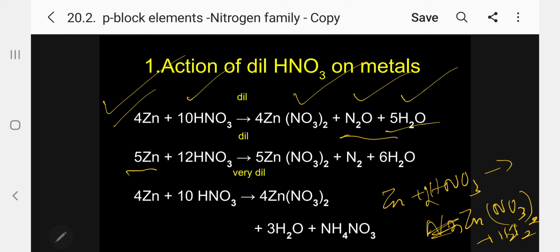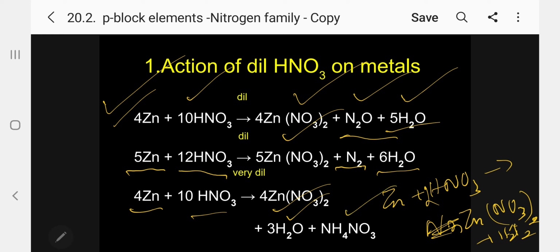Suppose I use 5 moles of zinc and 12 moles of nitric acid: the same zinc nitrate, 5 moles, is formed. Now instead of N2O, N2 is formed and 6 moles of H2O. Now let me take 4 moles of zinc and 10 moles of nitric acid. In this case, 4 moles of zinc nitrate, 3 moles of water and ammonium nitrate are also formed.